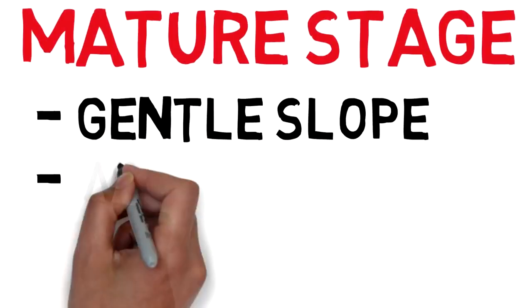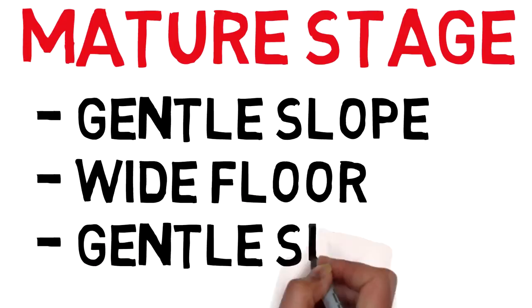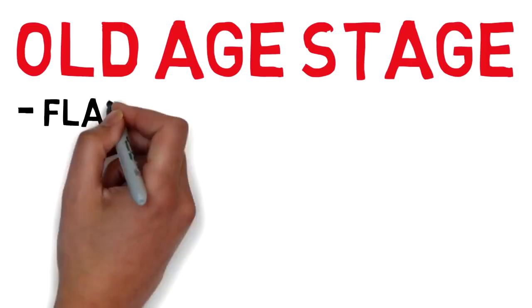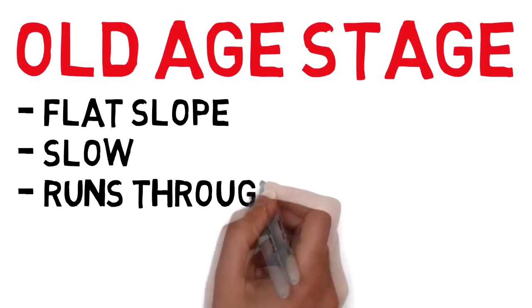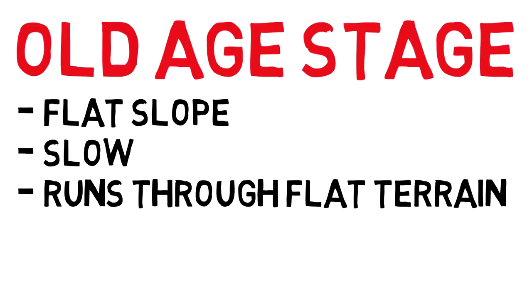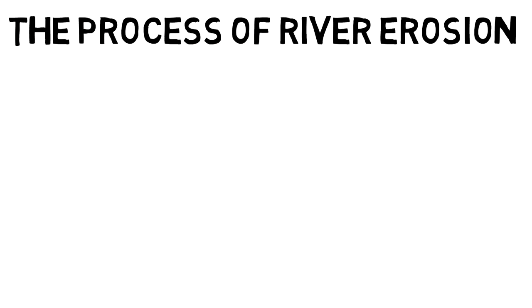Next up is the mature stage of the river. This has a gentle slope and forms a valley with a wide floor and reasonably gentle sides. Lastly, we have the old age stage, which is an almost flat slope and runs very slowly through flat low land. So those were the 3 stages of the river, so now I'm going to move on to the processes of erosion that occur on rivers.